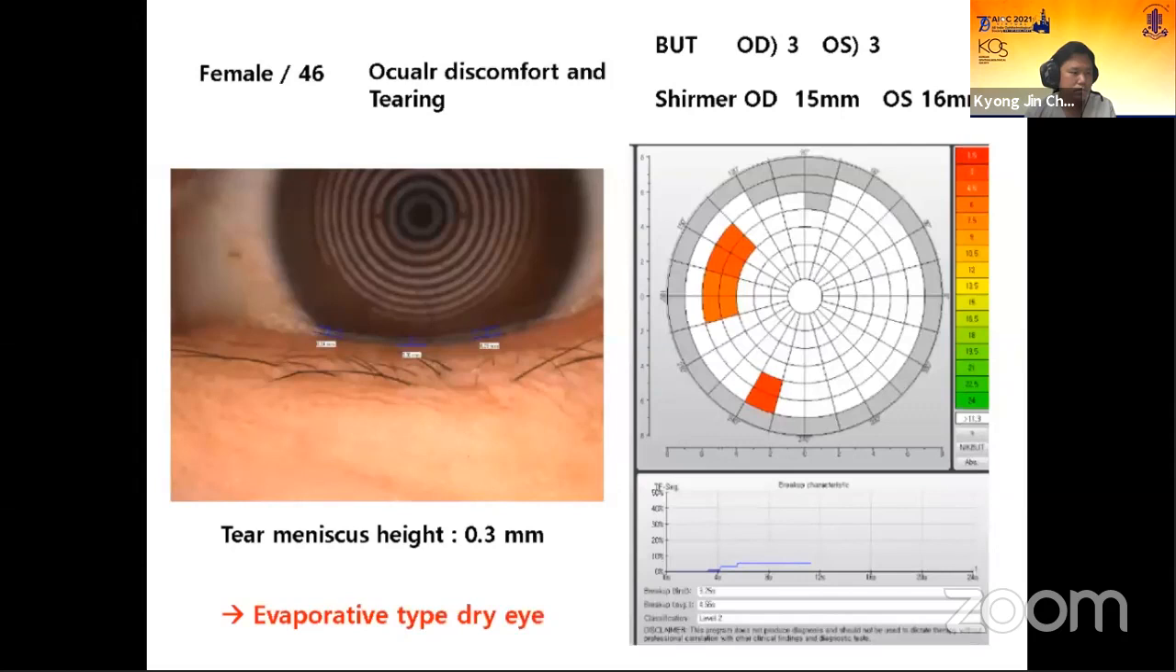A 46-year-old female patient presented with complaints of ocular discomfort and tearing. The tear meniscus height is 0.3 mm and the non-invasive tear break-up time is 3 seconds, so she can be diagnosed with an evaporative type dry eye.